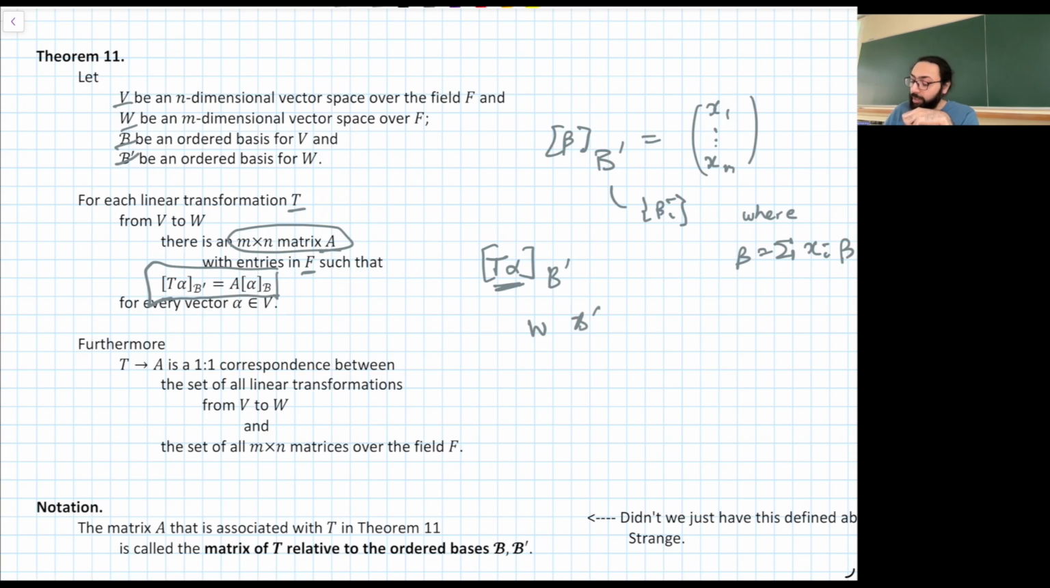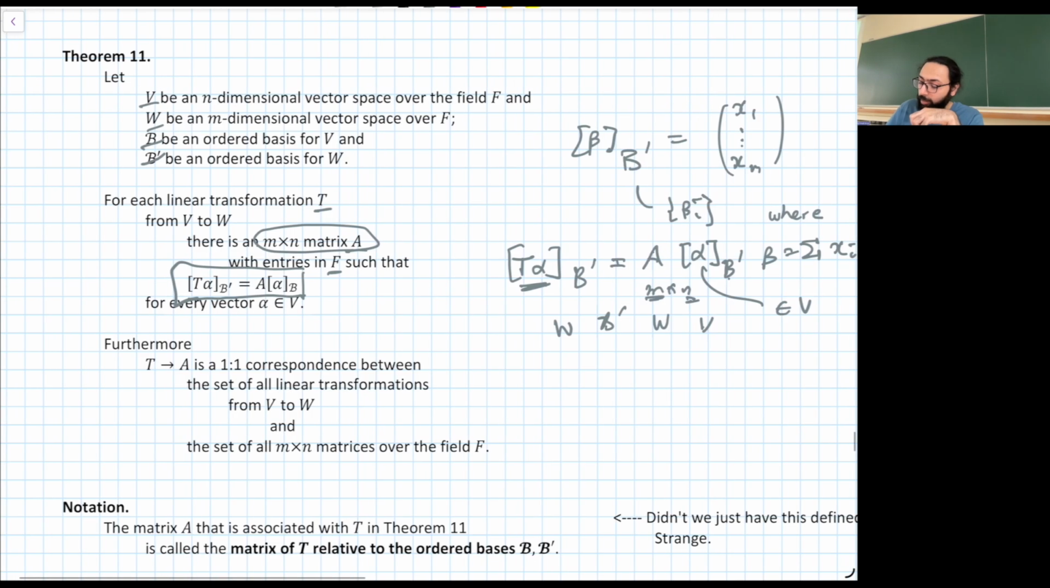So for the basis B prime, T alpha, you get the coordinates in the B prime basis, and this would be the same as taking the matrix A, which is an M cross N matrix. So M is the dimension of W, N is the dimension of V, and then you take a vector alpha in B. Okay, so alpha is in what? In V, right? And V was of dimension N. So you take an n-dimensional vector in B, you multiply it with an M cross N matrix, you will get an m-dimensional vector. So everything checks out. Is that okay? All right.